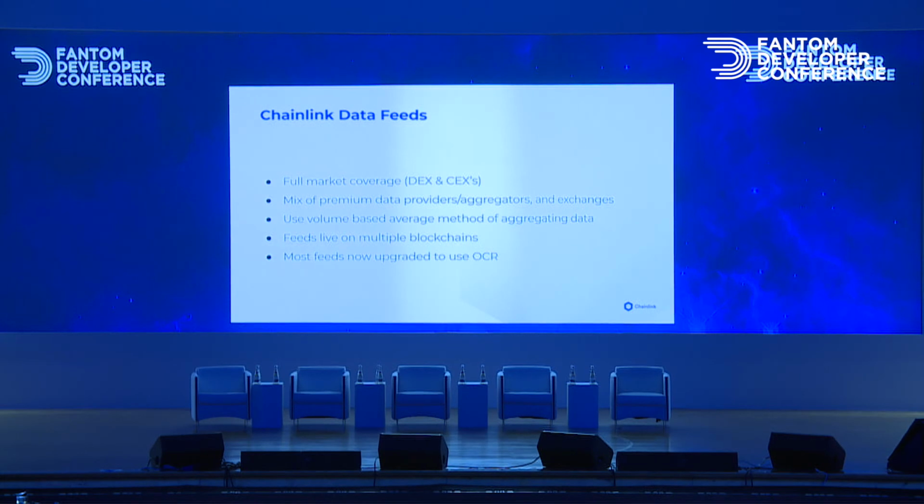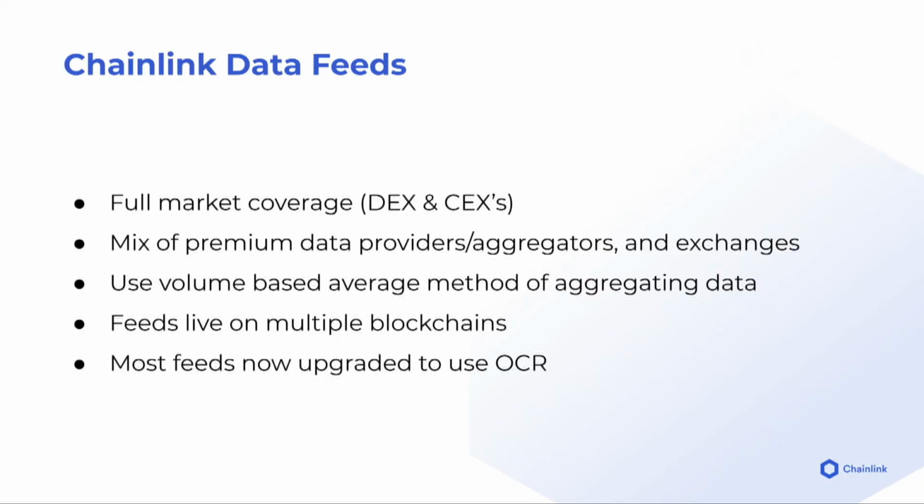So if you think about Chainlink data feeds, you should realize that these data feeds have full market coverage, both from decentralized exchanges as well as from centralized exchanges, right? They're looking at the entire market to determine things like prices. You're going to find a mix of both premium providers, aggregators, as well as pulling in some of the data from exchanges. The system uses a volume-based average method for aggregating the data.